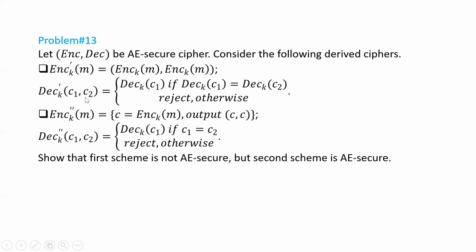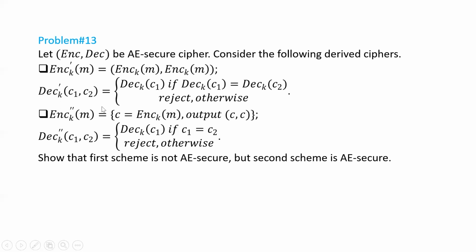And DEC-K of some C1, C2 is defined as follows: you decrypt both C1 and C2 with respect to key K and check if both give back the same underlying plaintext. If that is the case, then you return the corresponding plaintext. Otherwise, you reject. If C1 and C2 are not encryptions of the same message, then you reject the sample because it is not a valid ciphertext. According to the definition of the encryption algorithm, both parts should encrypt the same underlying plaintext. If that is not the case during decryption, then you conclude that C1, C2 is not a valid ciphertext and you reject, or you return bot.